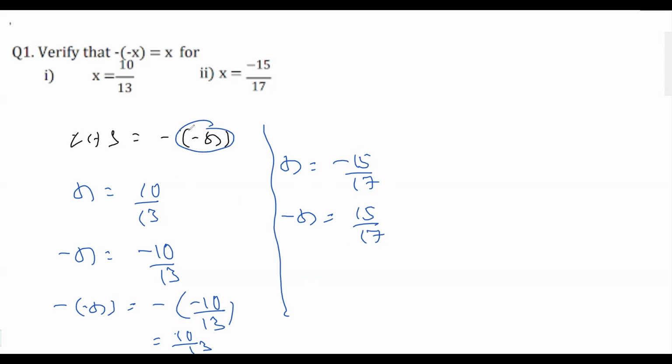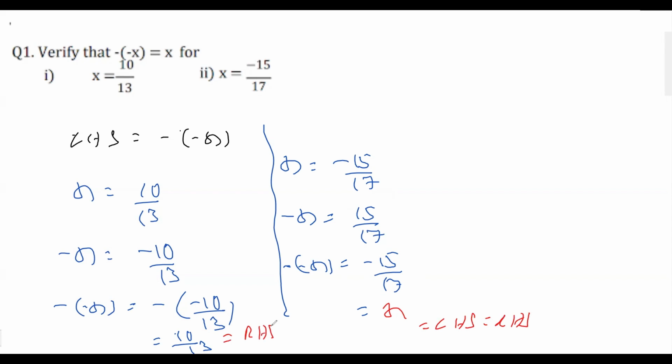Now we got this, and now we have to place another minus sign. So now if I ask you what is minus of minus x, if minus x is this, and I ask you what is the negative of this, you'll say minus 15 over 17. As you can see, this is equal to x, isn't it? This is equal to x. So we'll say that LHS is equal to RHS. Now, in the same way, over here also you can say this is equal to the RHS.